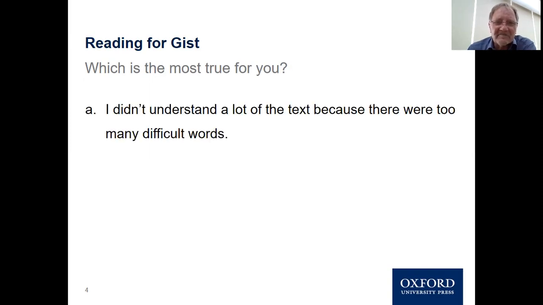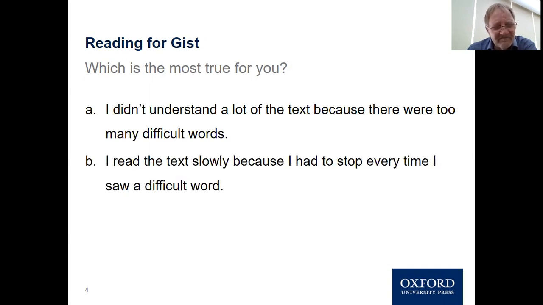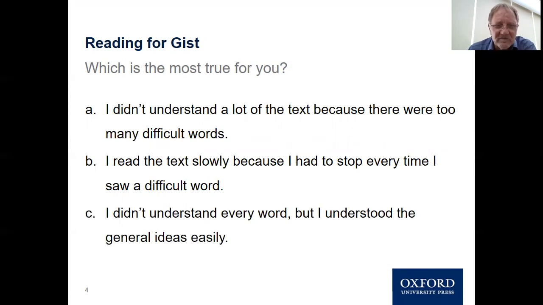And the statements are, A, I didn't understand a lot of the text. Too many difficult words. B, I read very slowly and I had to stop every time I saw a difficult word. C, I didn't understand every word, but I understood the general ideas. And we would ask students to tell us exactly which one of those describes how they went about reading that text.